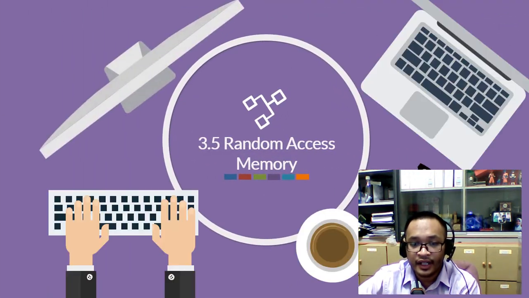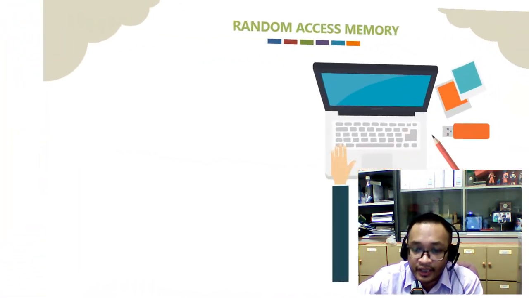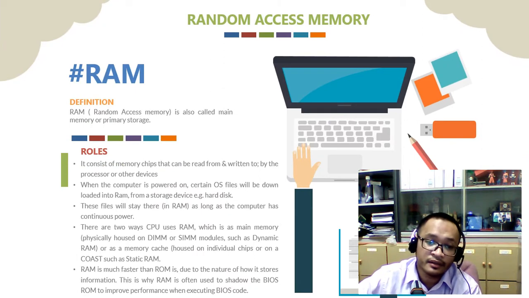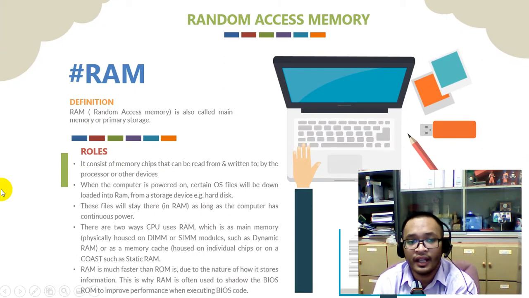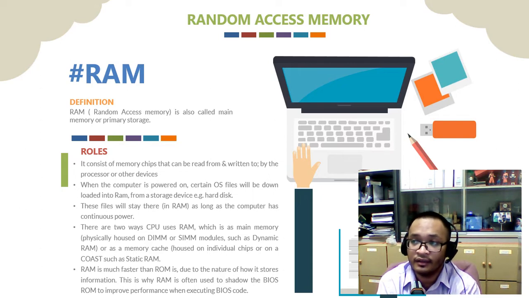Okay, so RAM, random access memory. So what is random access memory? Random access memory is also called the main memory or primary storage. All the information currently being used by our computer system, or anything that you open, any software, any data, any video, or any sound that you open on your operating system, will be stored in this random access memory.